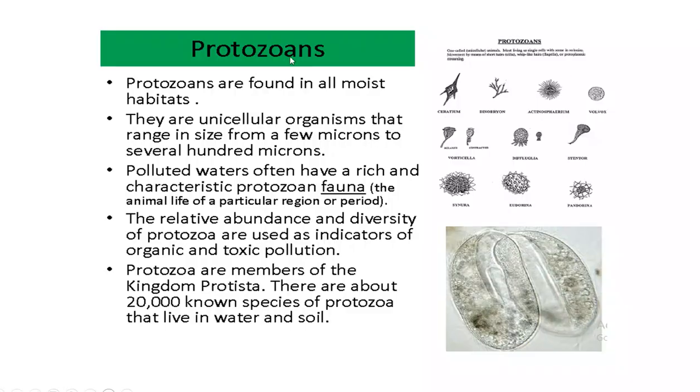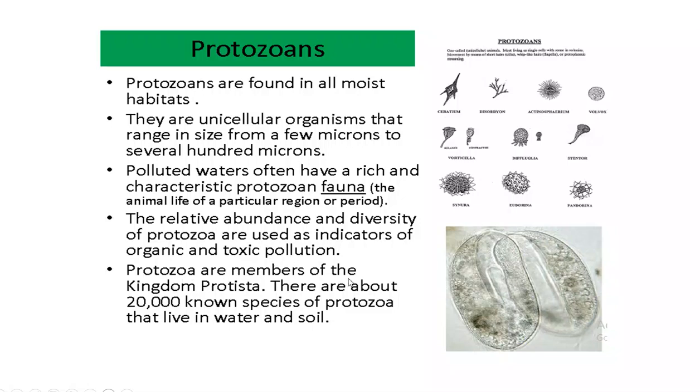Here we have protozoa. Protozoans are found in all moist habitats. They are unicellular organisms that range in size from a few microns to several hundred microns. Polluted waters often have a rich and characteristic protozoan fauna, the animal life of a particular region or period. The relative abundance and diversity of protozoa are used as indicators of organic and toxic pollution.